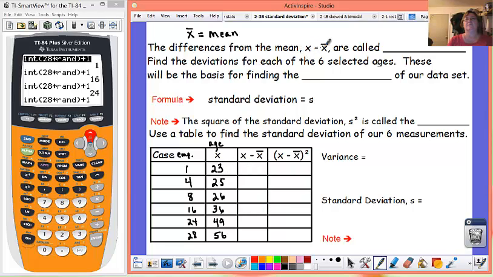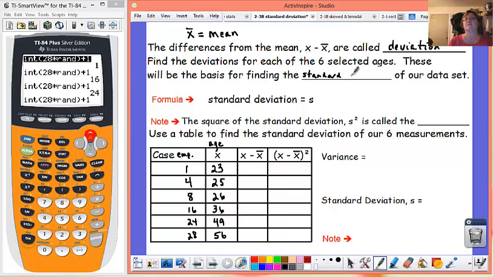The differences from the mean, that is x minus x bar. If x is a data point, x bar is the mean. That's the way our calculator talks about it, and we will call it that as well. X bar is the mean. Those differences are called deviations. And of course, we want to find the standard deviation, that is the average distance that any one of the ages is from the mean. That's what the standard deviation represents.